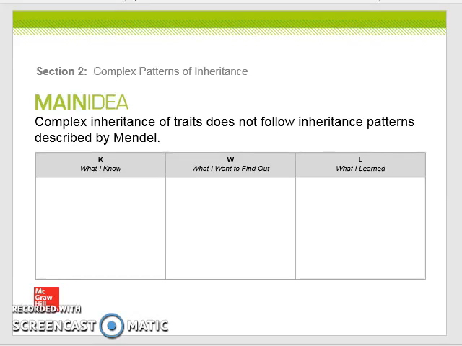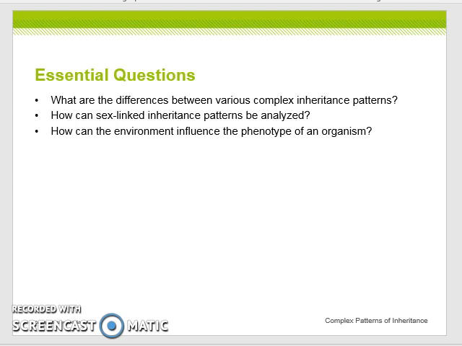This is Biology, Chapter 11, Section 2, Complex Patterns of Inheritance. Our main idea for this section is that complex inheritance of traits does not follow inheritance patterns described by Mendel. The essential questions for this section are: what are the differences between various complex inheritance patterns?